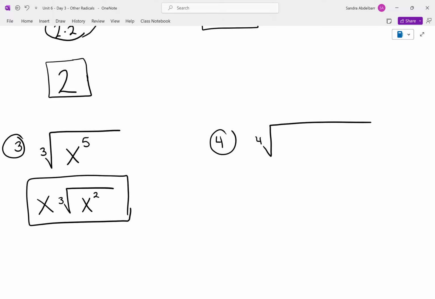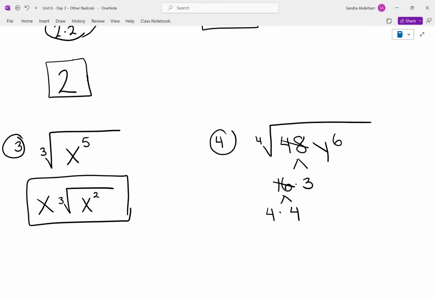All right, let's put together a number and a variable. So now I'm not doing the cubed root anymore. Now I'm doing the 4th root of 48y to the 6th. I'm going to ignore the y to the 6th for a second, and I'm going to just start breaking down the 48. So for 48, I can do 16 and 3. And then 16 becomes 4 and 4.